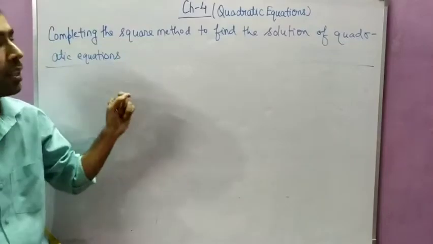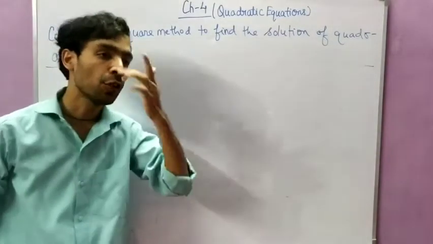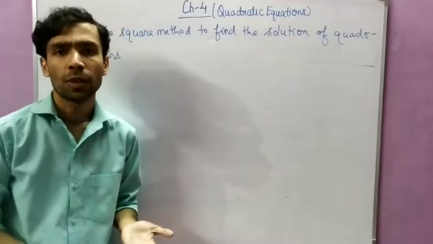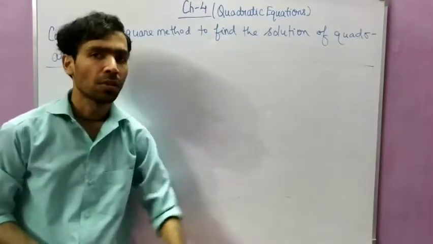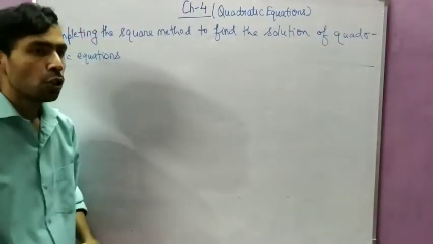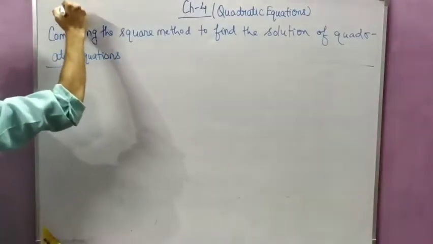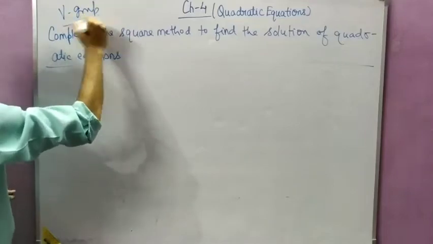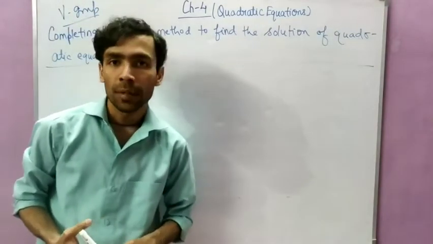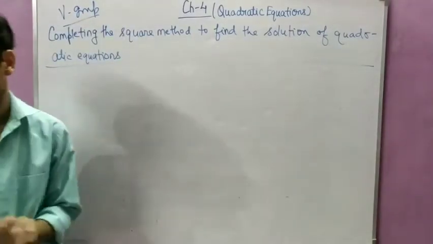Completing the square method to find the solution of a quadratic equation. Solution means you have to find the value of the variable or the roots of the equation. Solution is the same as roots. This is a new method to find the solution of quadratic equations. It is very simple and it is very important also. This always comes in the board examination. I will tell you this method by one example.